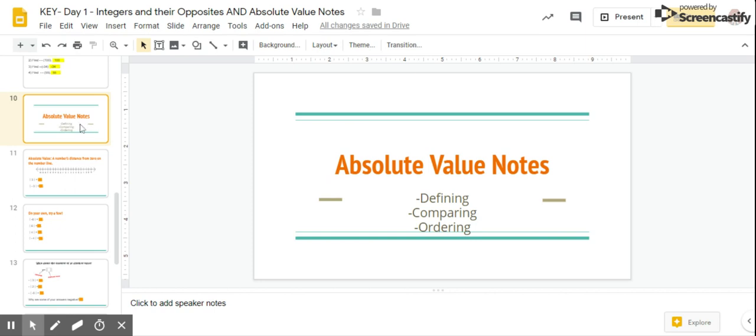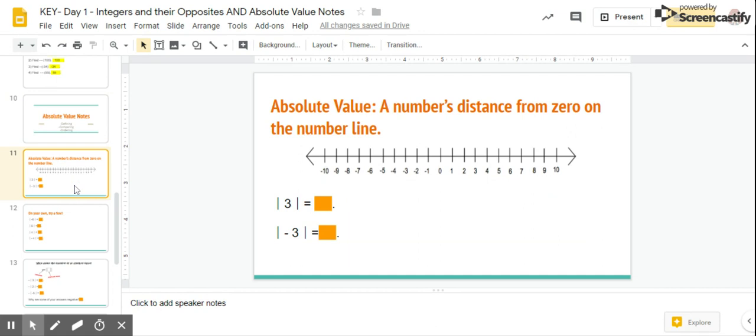Hey guys, we're going to start this video where we left off from the last one on slide 10. These are the absolute value notes. So we're going to talk a little bit about what absolute value means. Absolute value is a number's distance from zero on a number line.